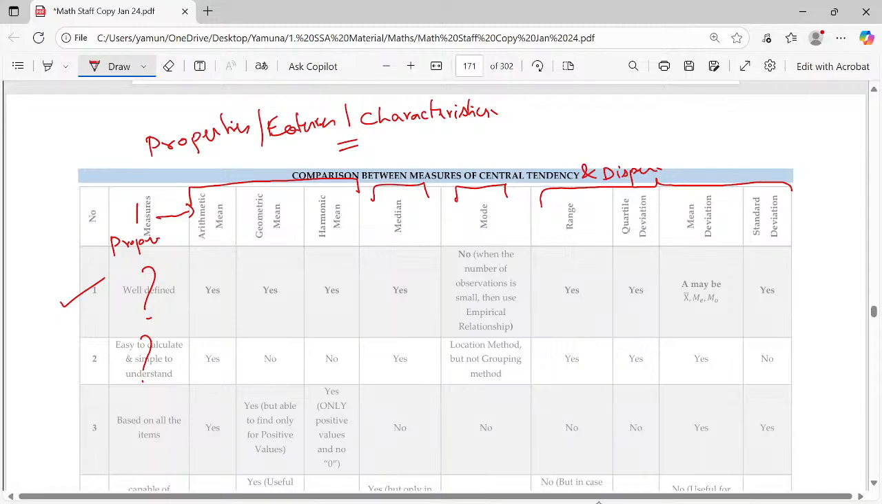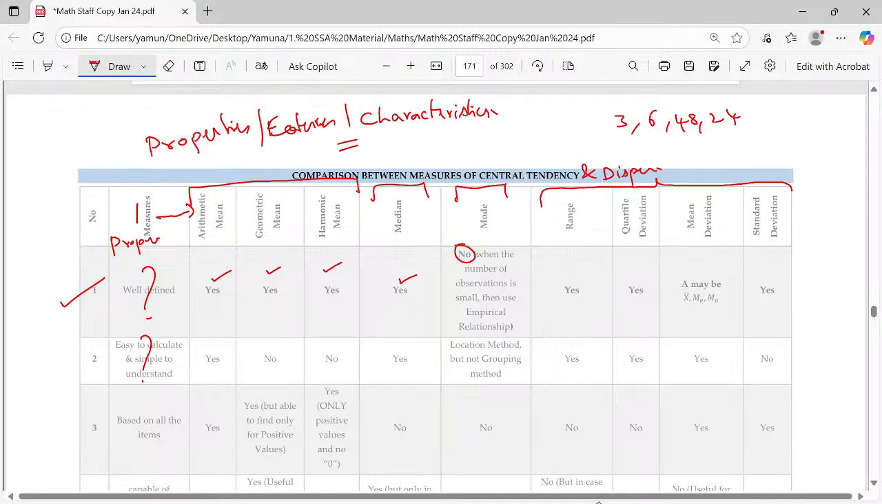What do you mean by well defined? It means you have a proper definition and you can understand what it's talking about. If you go for the three means, arithmetic mean, geometric mean, and harmonic mean, yes, they are well defined. Median is also well defined. But in the case of mode, no, because we are not getting a proper definition; we find it by location. You probably remember our very first problem. What is the mode there? Each and every value is repeated a single time, so we cannot talk about mode. Mode is the highest frequency, and here we have the same number of repetitions.